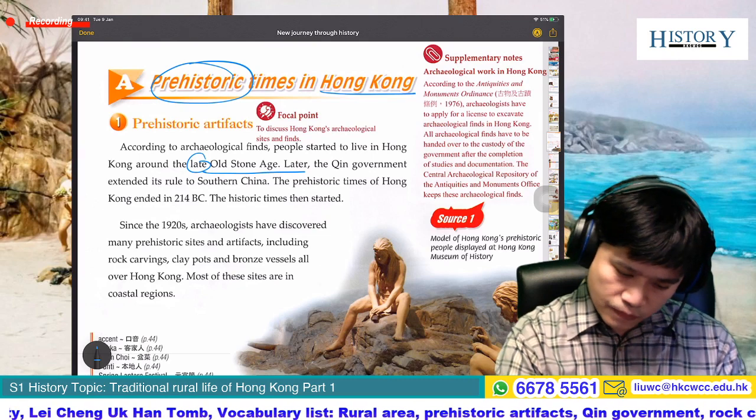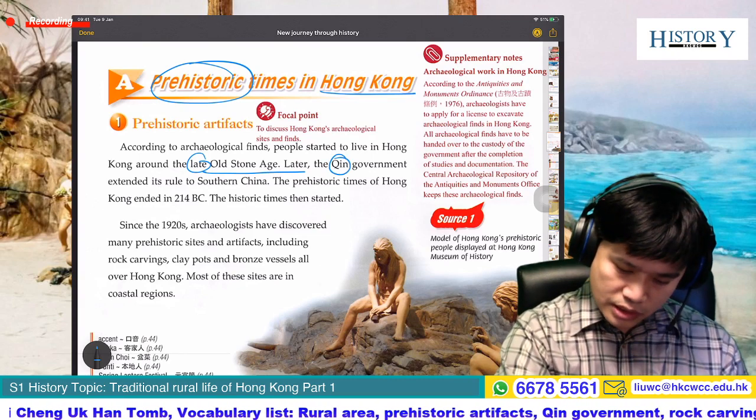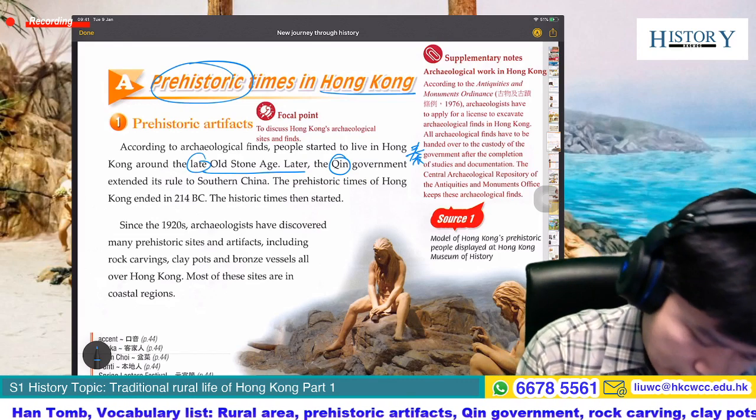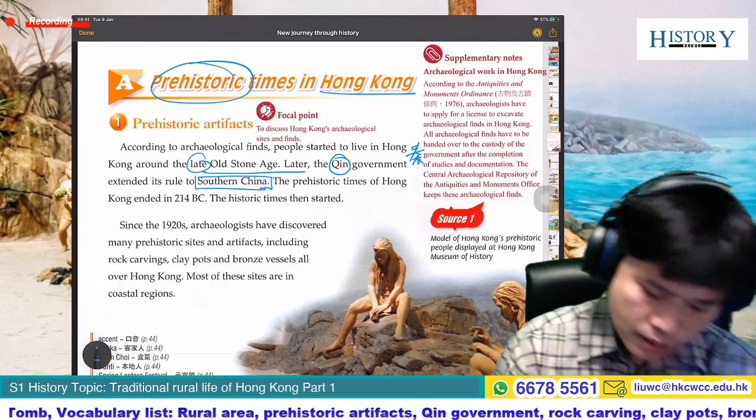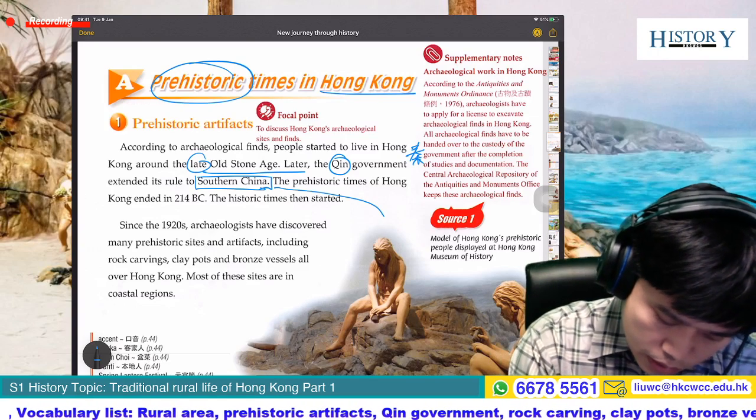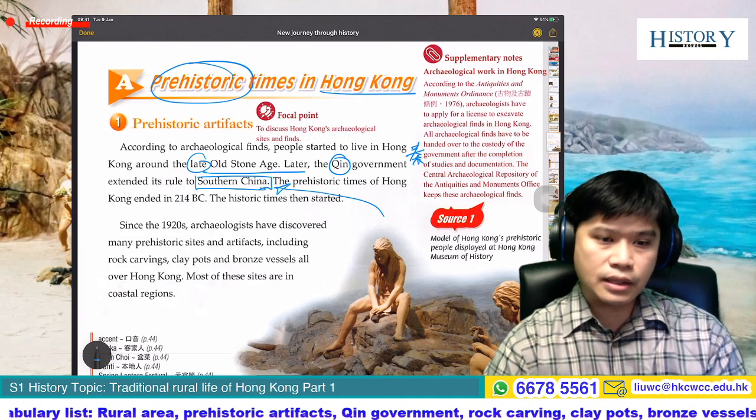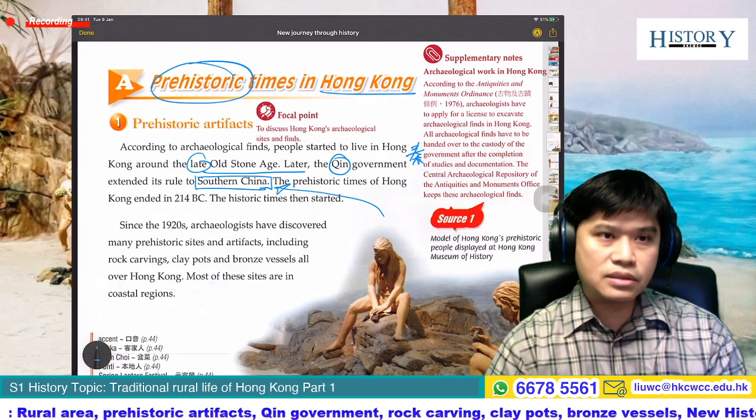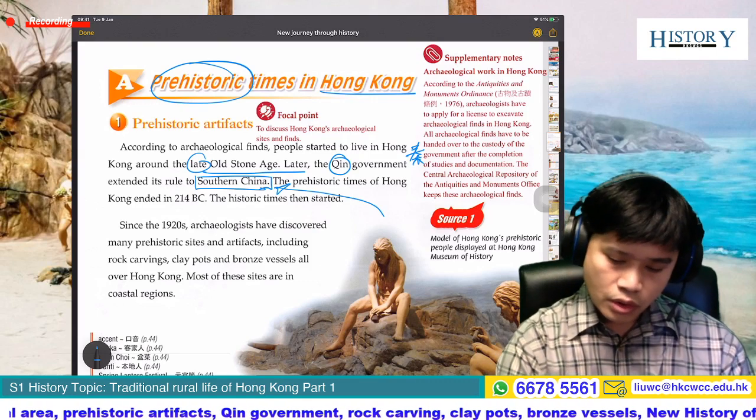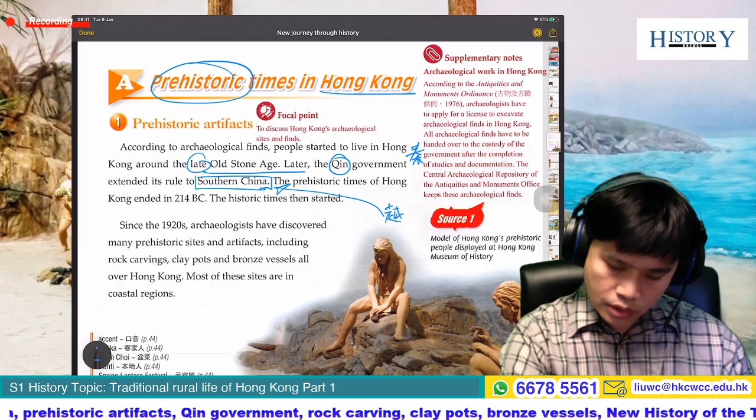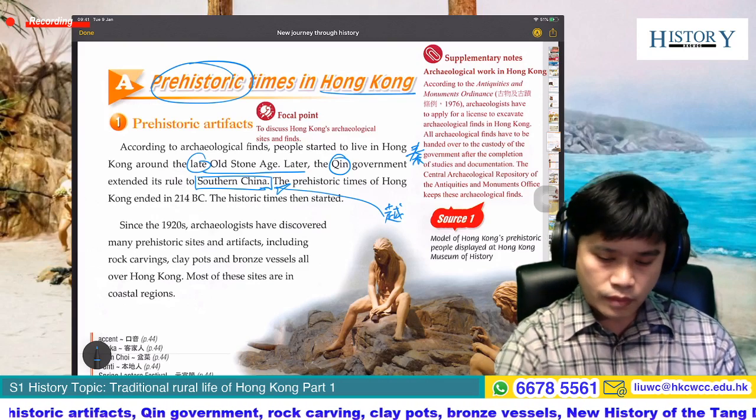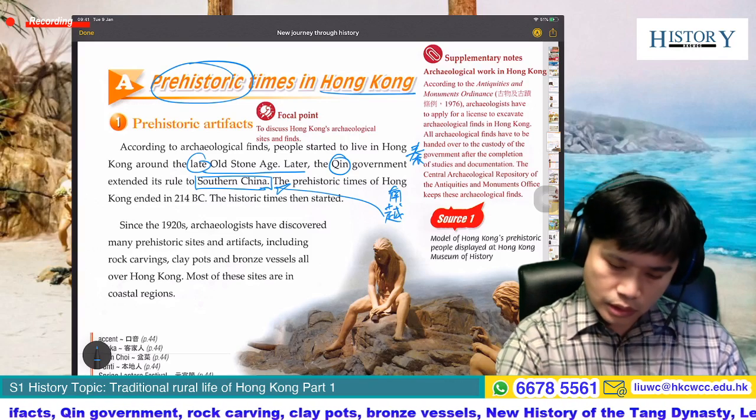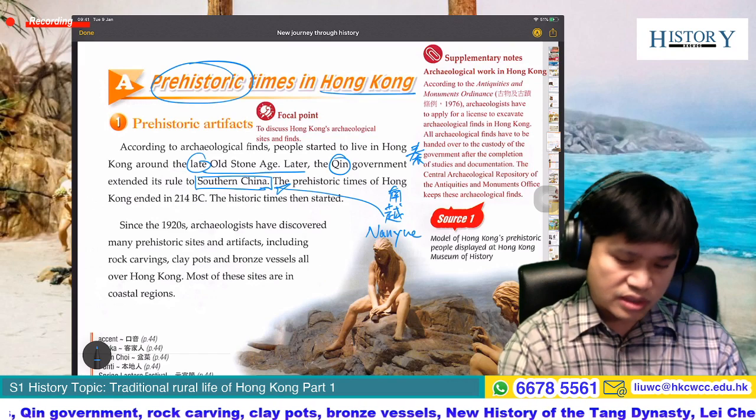You may have a look here. Later, the Qin government, which is what we always mention, extended its rule to southern China. If you know more about Chinese history, you may know that this southern China is related to the Yue, so at that time we may call it Bai Yue or Nan Yue. In English you may say Nanyue, something like this.